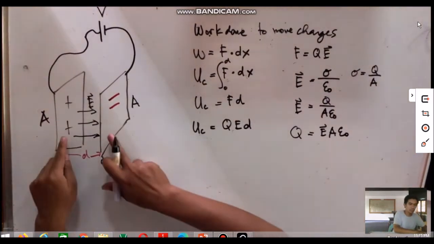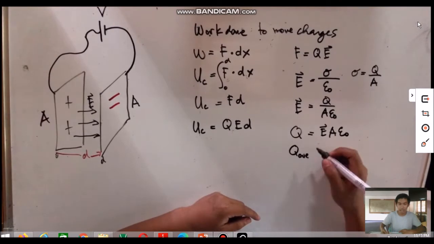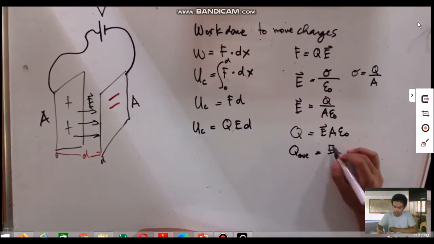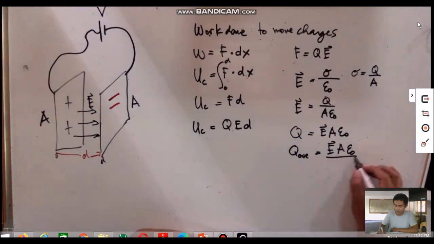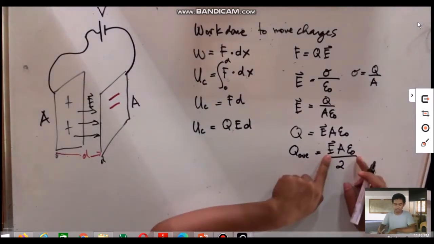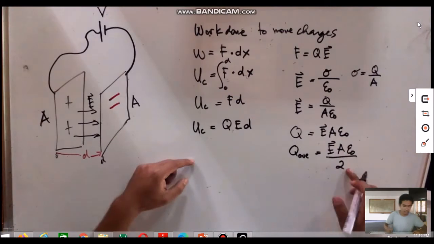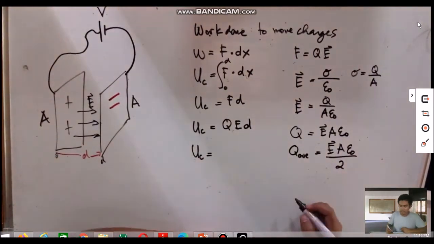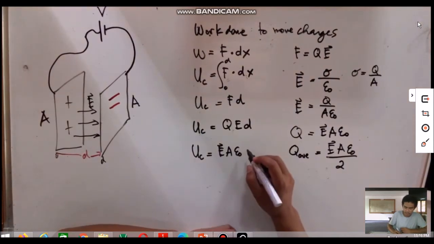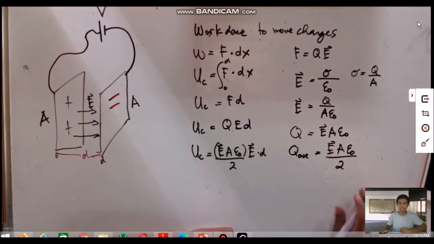Okay, since there are two charges, one positively charged and one negatively charged, we'll take the average charge, Q average, and that is equal to the electric field times the area times the permittivity of free space over 2. Alright, so we'll plug in the average Q, the electric field times the area of either plate times the permittivity of free space over 2. So the electric potential energy will be equal to the electric field times the area times the permittivity of free space over 2, times another electric field times distance, right?